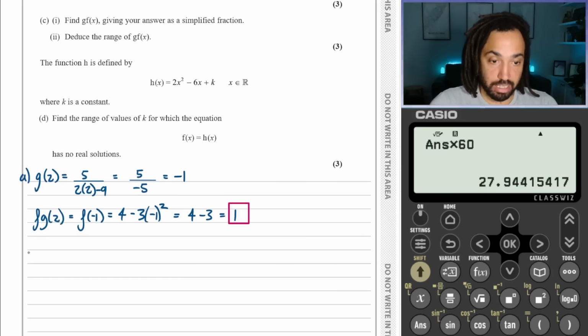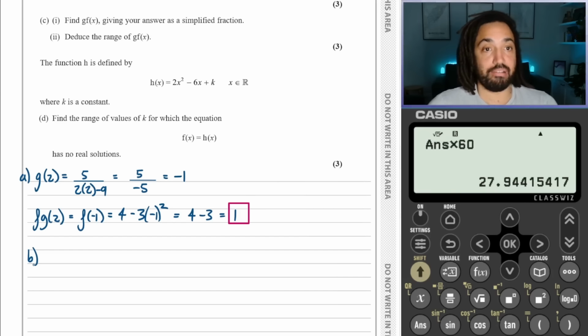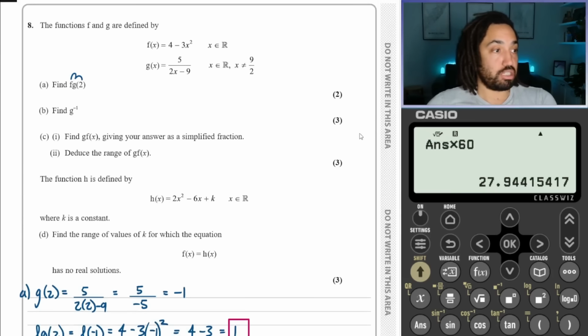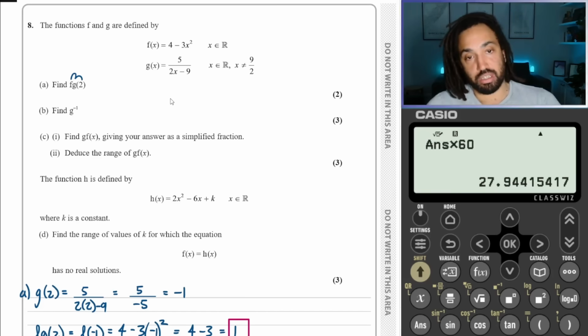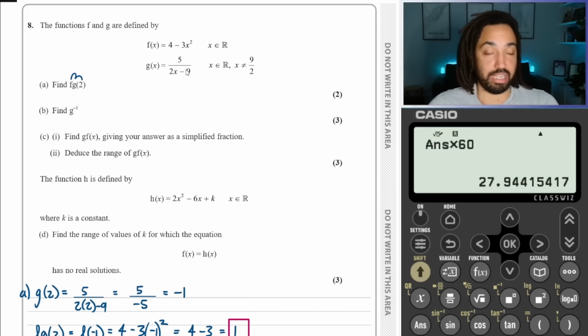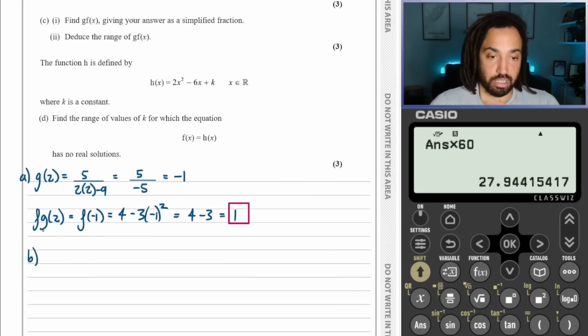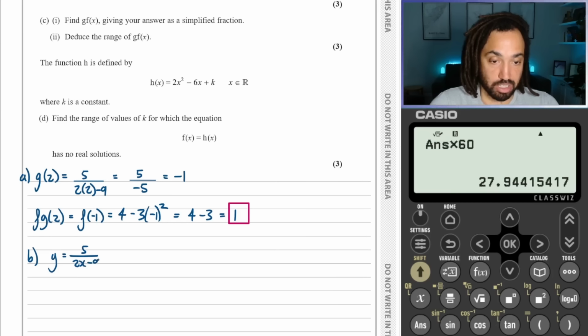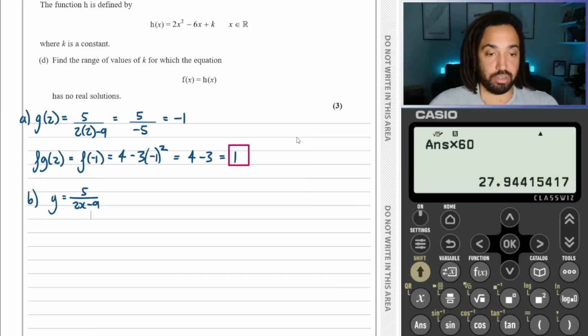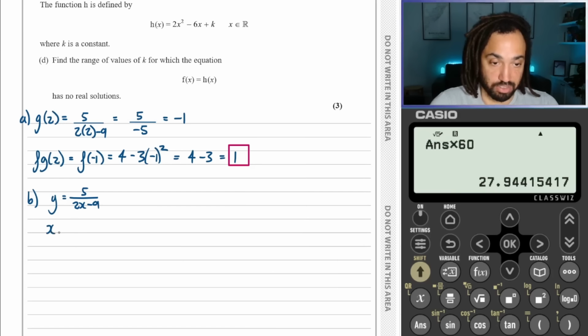Okay, so that was A, so this one is B. So B asks us to find the inverse function of g. Okay, so what we do is we set it equal to y, swap the x and y over, which inverts the function, and then we rearrange again for y. So we say y equals 5 over 2x minus 9. We then do that transpose where we swap the x for y, which inverts the function.